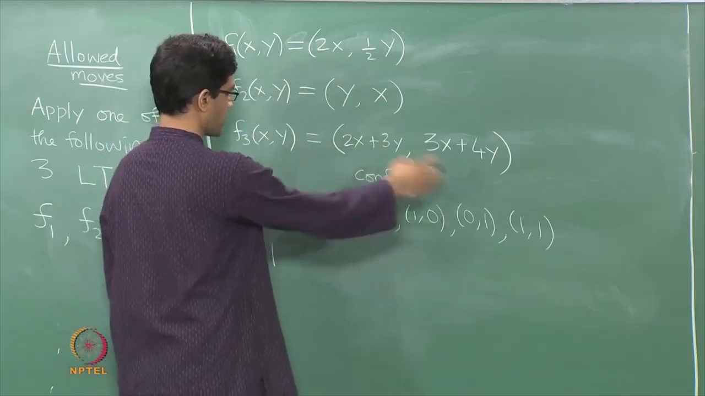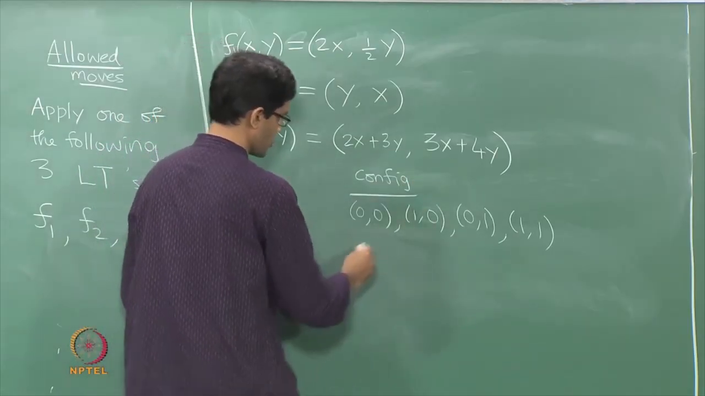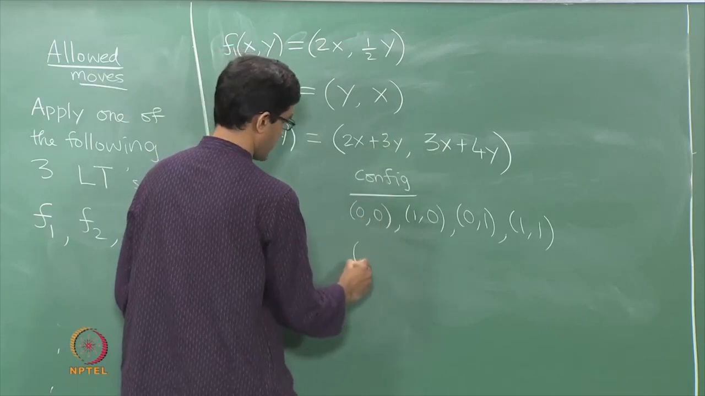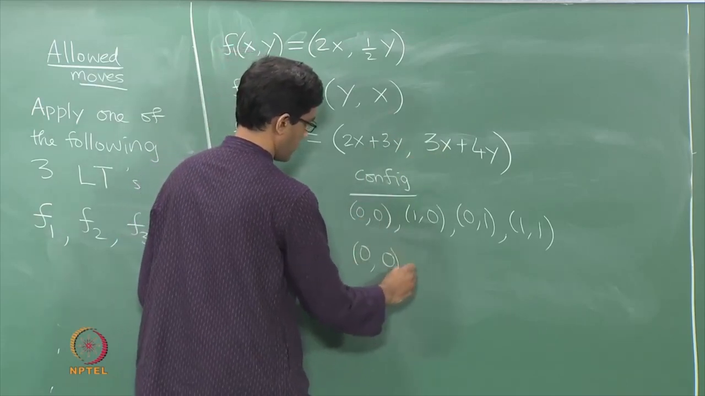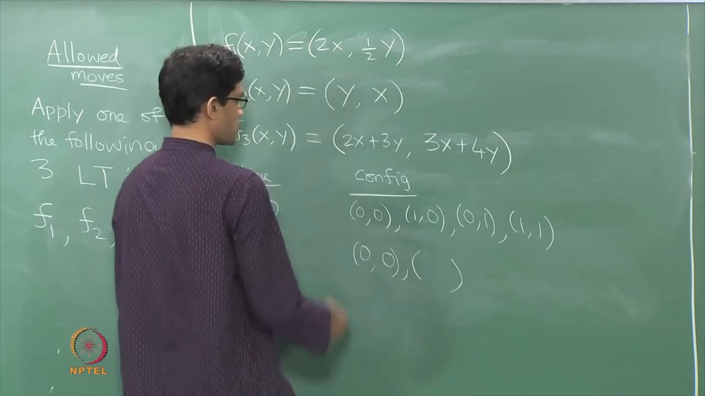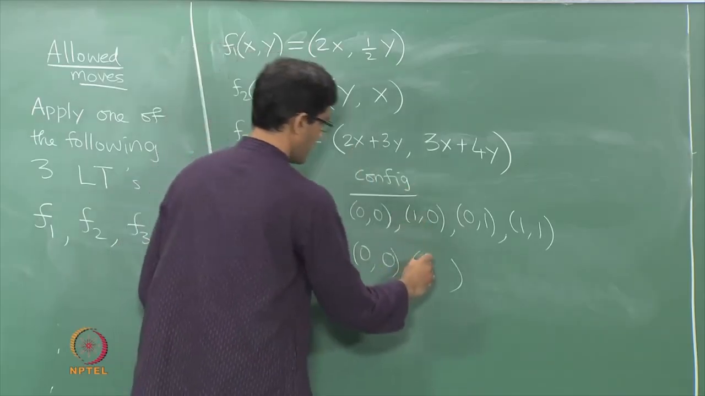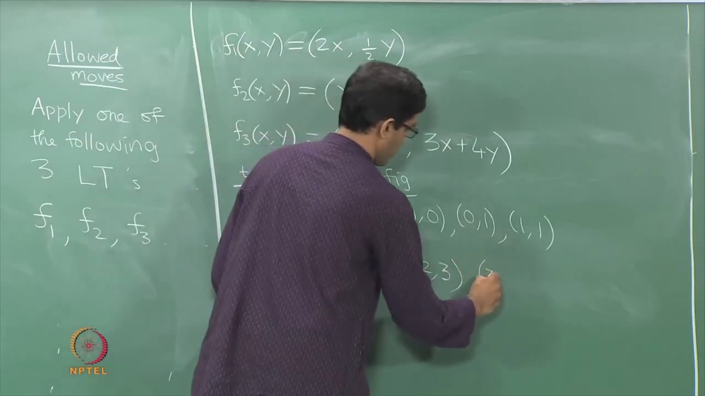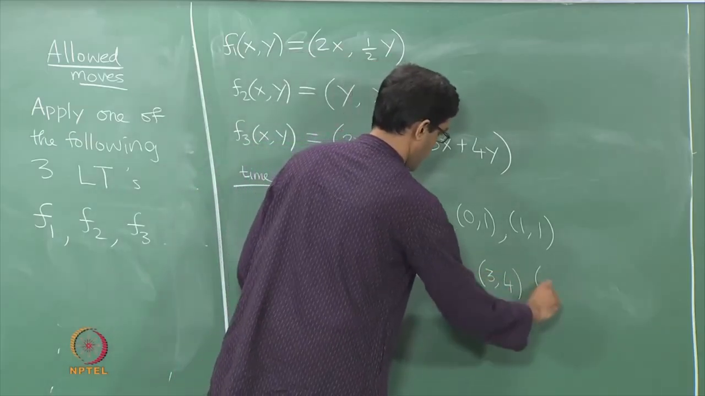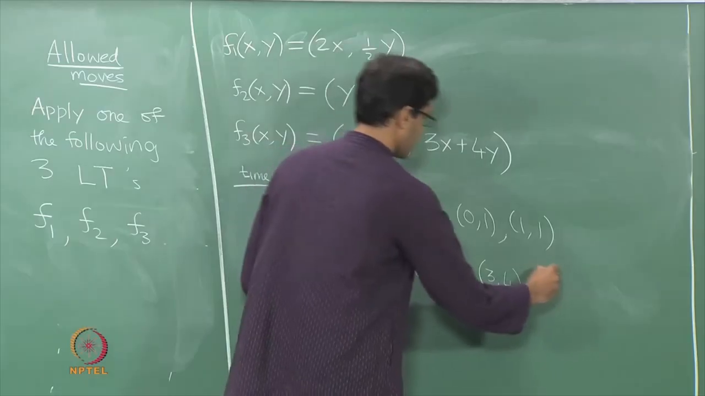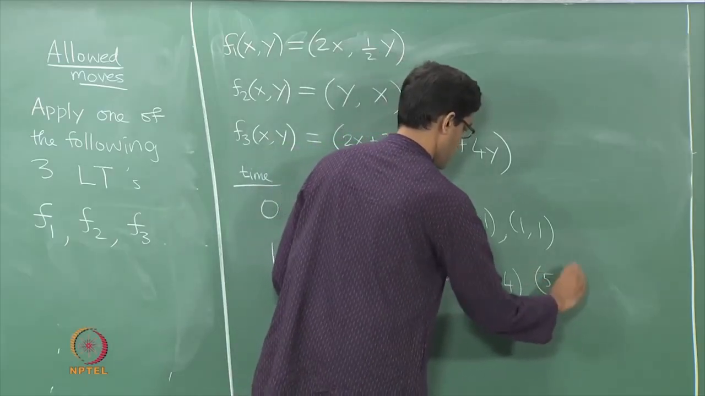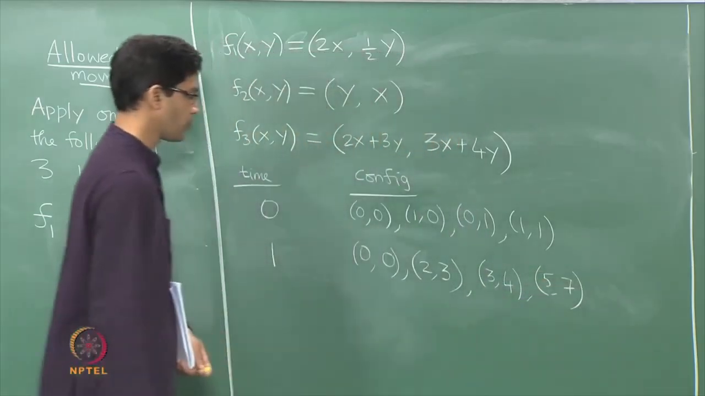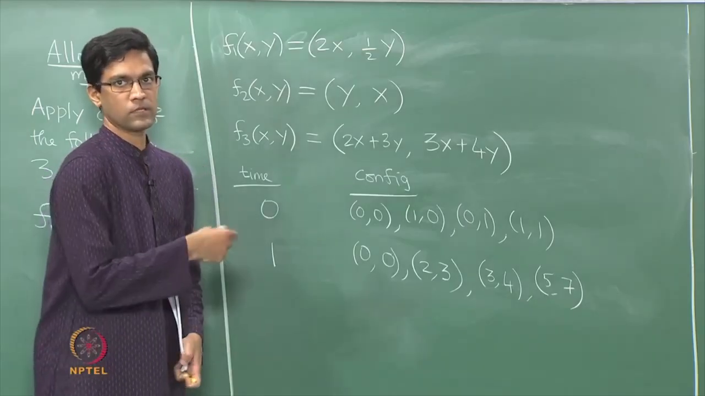After all, it's a transformation. So what does f3 do to 0, 0? Well, we have to calculate, but it's clear it maps it to 0, 0 again. If you take 1, 0, it maps it to 2, 3. Take 0, 1, it maps it to 3, 4. And if you take 1, 1, it maps it to 5, 7. So these four become the new positions of the four coins.